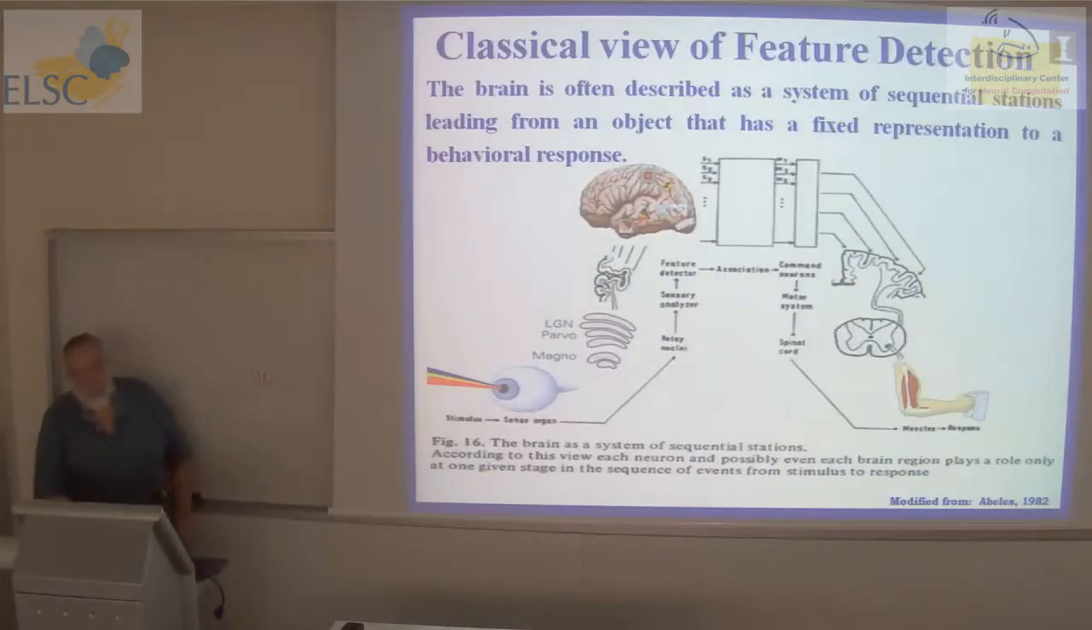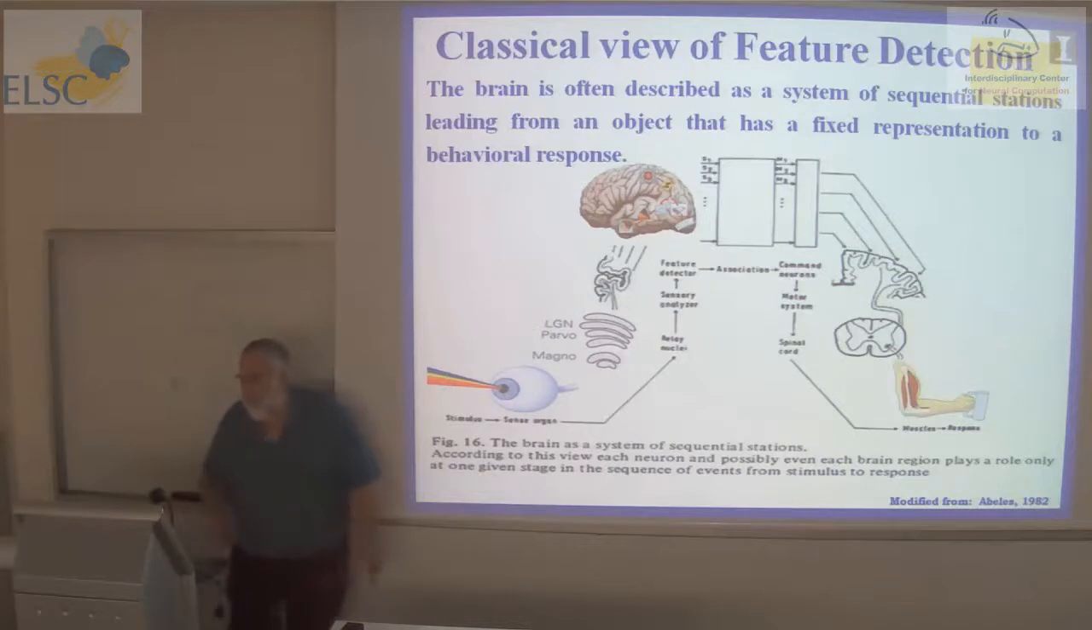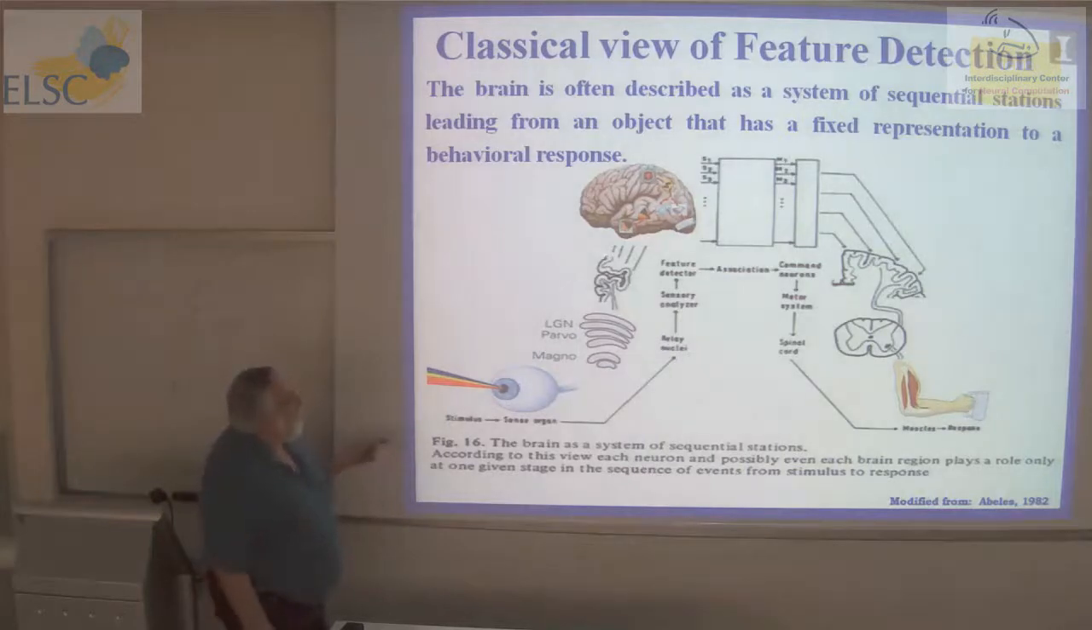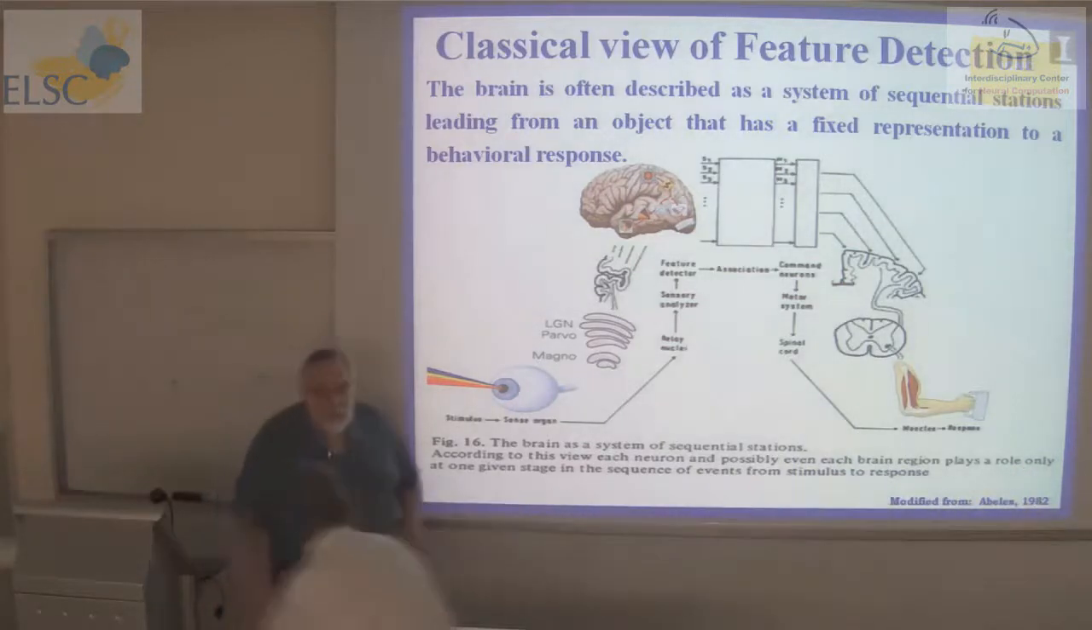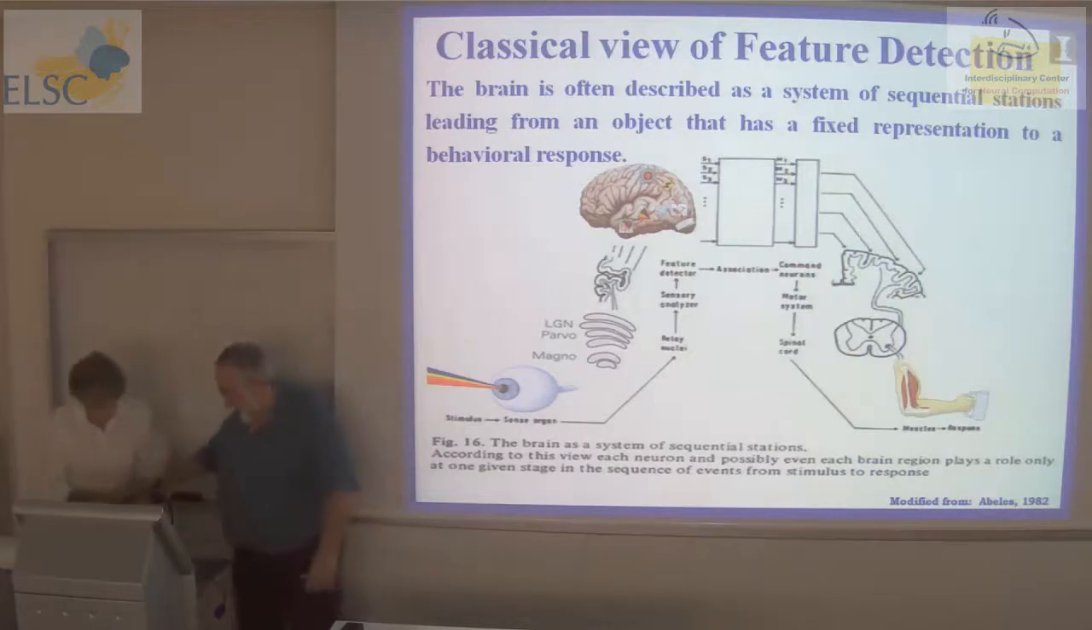According to this view, if we look at the brain, it is often described as a system of sequential stations: we go from the eye to the brain, we do some processing in the brain, and then we do some movement, as a one-direction system.